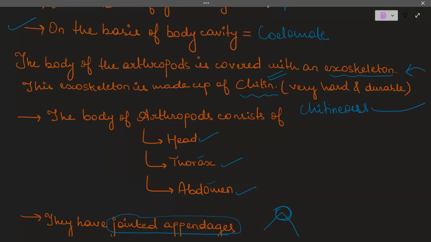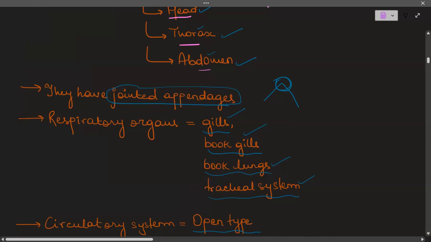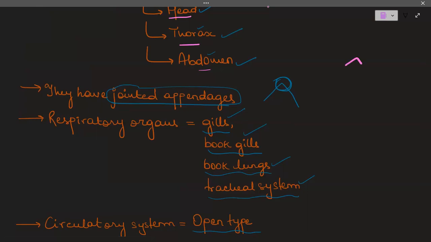Now, the body of arthropod consists of the head, thorax, and the abdomen. Like, its body is divisible into three parts. Now, they have jointed appendages. Jointed means if you have seen a cockroach or a grasshopper, you would see that their legs are like this. These jointed appendages are a very characteristic feature of the phylum Arthropoda.